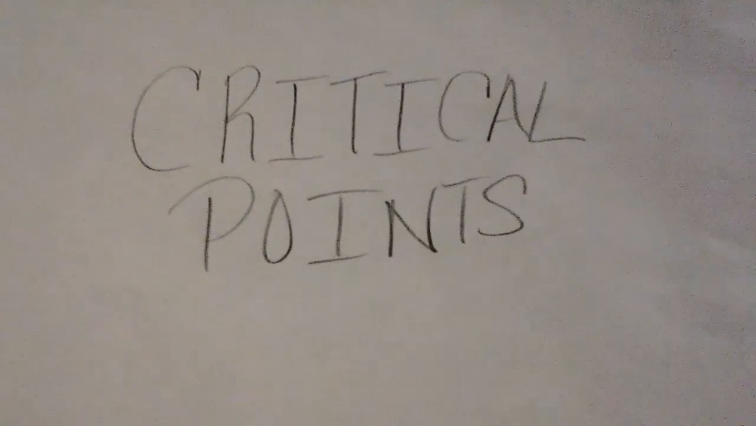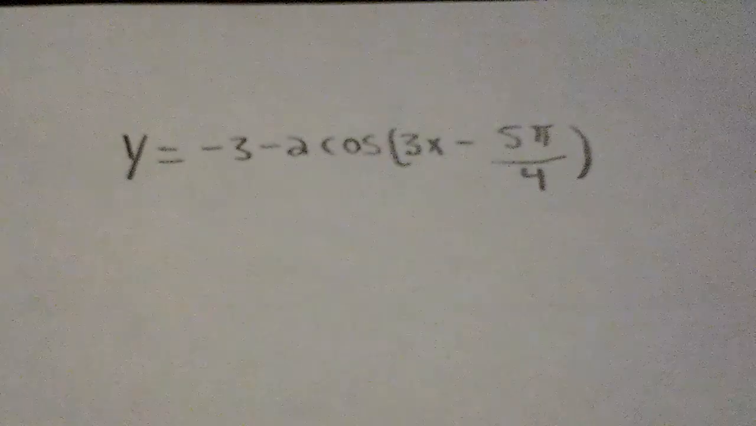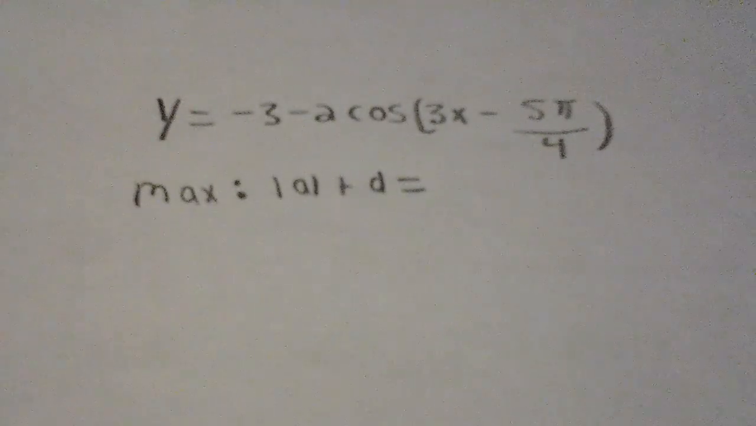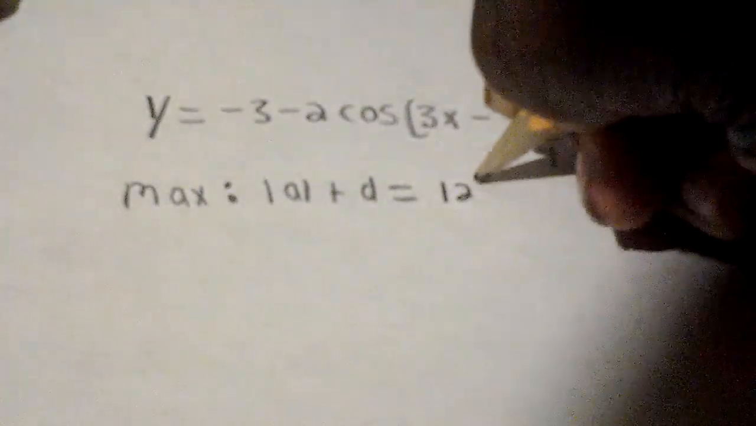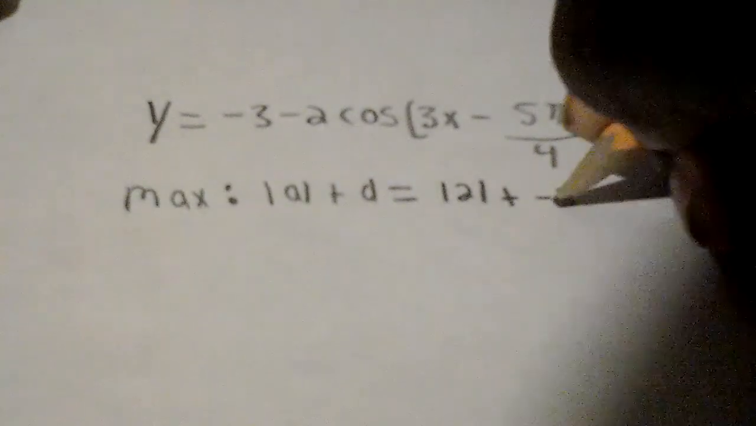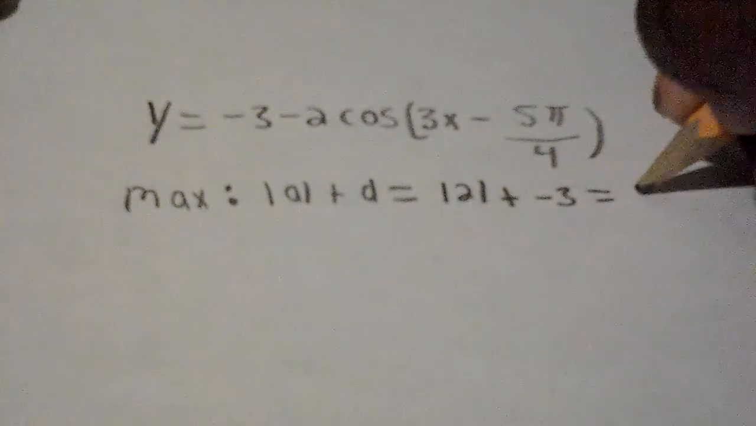Today we'll be doing critical points. The problem that we'll be doing today is y equals negative 3 minus 2 cosine (3x minus 5 pi over 4). First, we'll be starting off by finding our max. The formula for max is the absolute value of a plus d. The absolute value of 2 plus negative 3 equals negative 1.